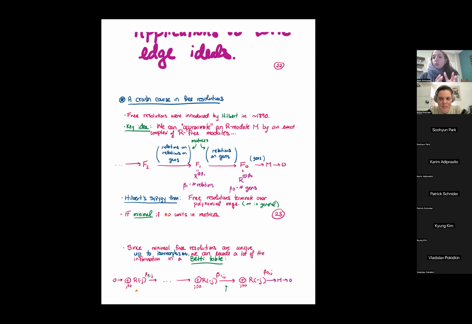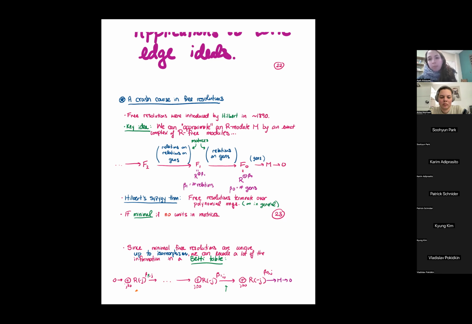So then what you can do is look at the relations on the generators of the module, and make a free module out of that whose basis now corresponds to those relations. And then keep going like that. You can assemble them into a complex in this way, and at each step you're approximating your module better and better. Hilbert's syzygy theorem tells us that you can assemble these free modules into an exact complex in this way. And if you're working over a polynomial ring, this will terminate.